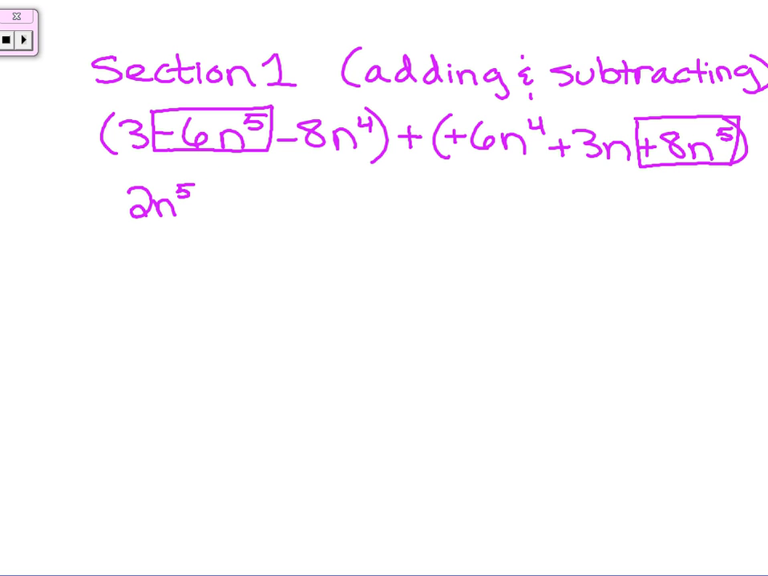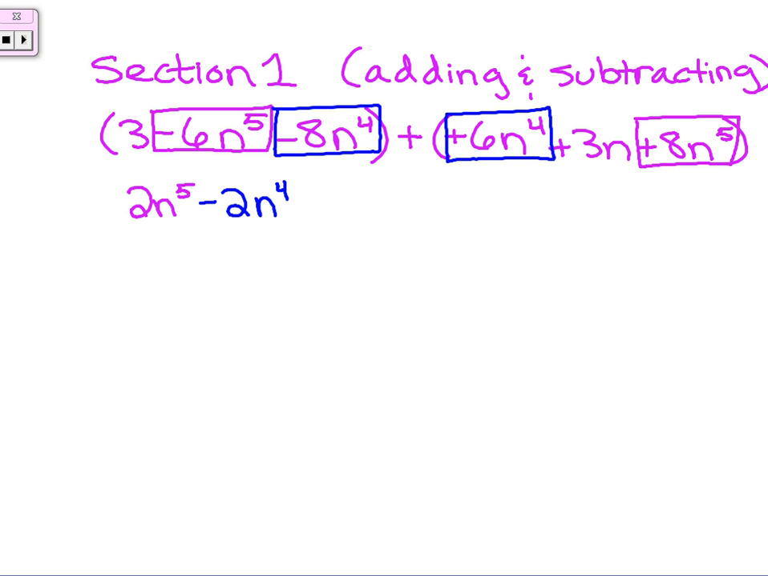Now my next biggest exponent is the 4. Let me do that a different color for you. So I'm going to combine, oh, gotta pause it, hold on. Okay, so like I was saying, I can combine this term with this term in the other polynomial since they're both n to the 4ths. They're what you call like terms. So negative 8 plus 6 is negative 2n to the 4th.